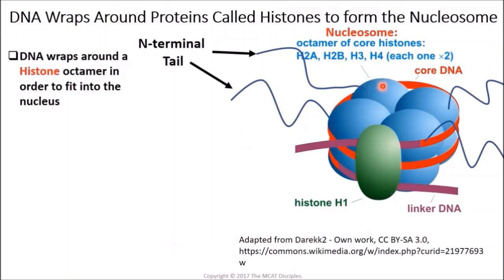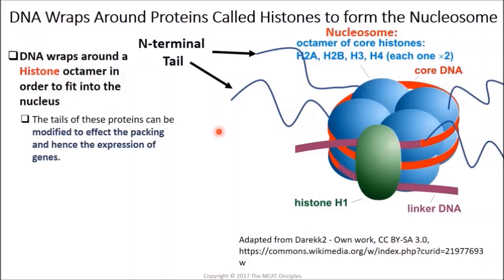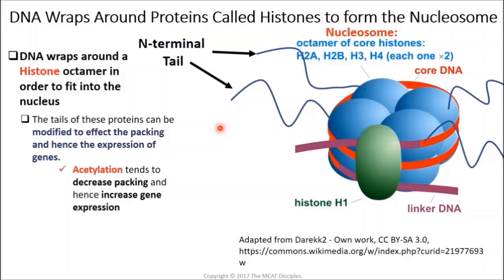These core proteins contain N-terminal tails, which can be modified. When you modify histone proteins, or modify DNA, and you don't change the base pair, that's called epigenetics. We're going to get there. You can modify them via acetylation or methylation, and there are some other modifications, but let's deal with acetylation and methylation. Acetylation will tend to decrease packing and hence increase gene expression.